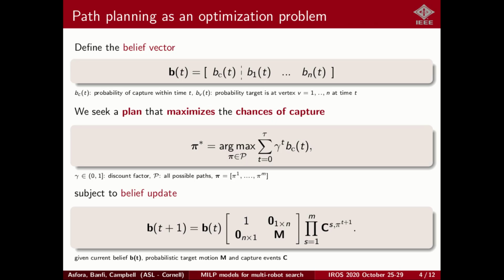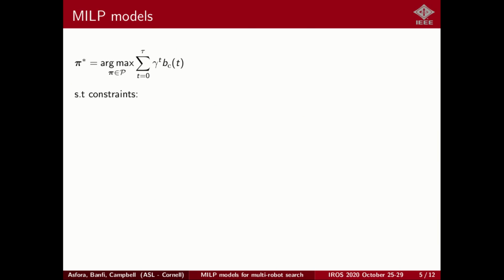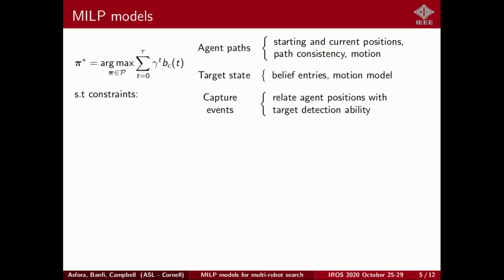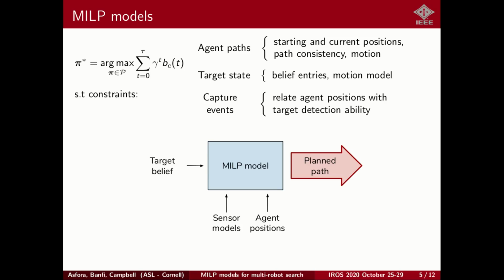And as it turns out, we can formulate our path planning problem with only linear constraints and feed it to a solver. So we take our cost function and we create sets of constraints. For the agent path, to express their initial and current positions, enforce path consistency and take into account their motion. For the target state, in the form of the belief entries and motion model, and capture events that relate the agent's positions with their ability to detect the target. That's where the sensor model comes in. For the actual constraints, we refer you to our paper.